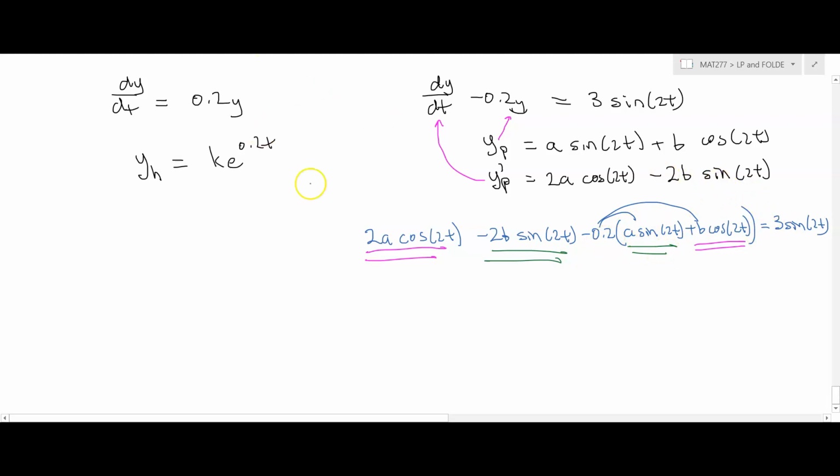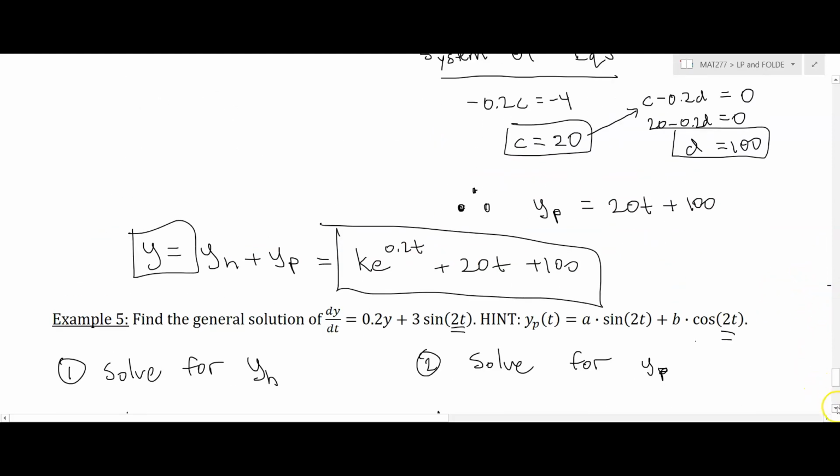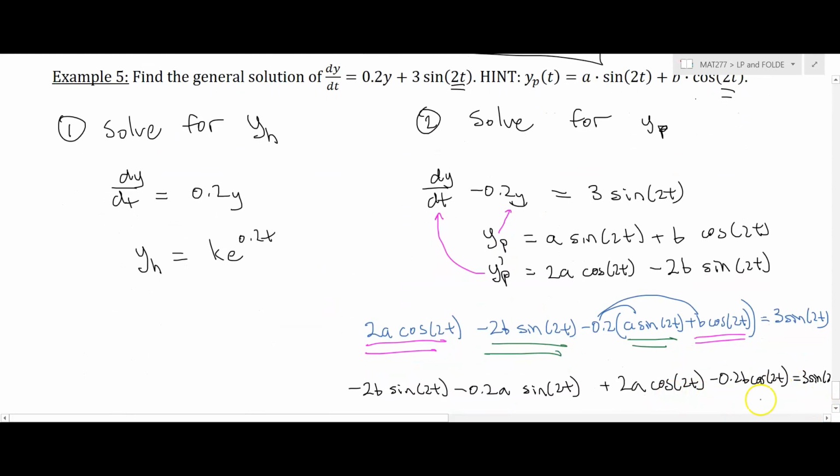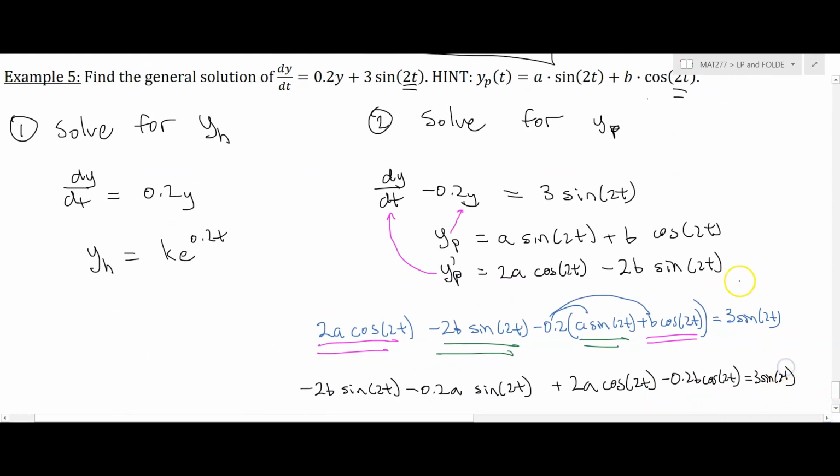So let me rewrite this a little bit more. So I'm going to get all my signs over here. So I'll have negative 2b sine of 2t. Then when I distribute this, I'll have negative 0.2a sine of 2t. And now I'll have my cosine pieces. So I'll have plus 2a cosine of 2t minus 0.2b cosine of 2t. And that has to equal 3 sine of 2t. Okay, great.